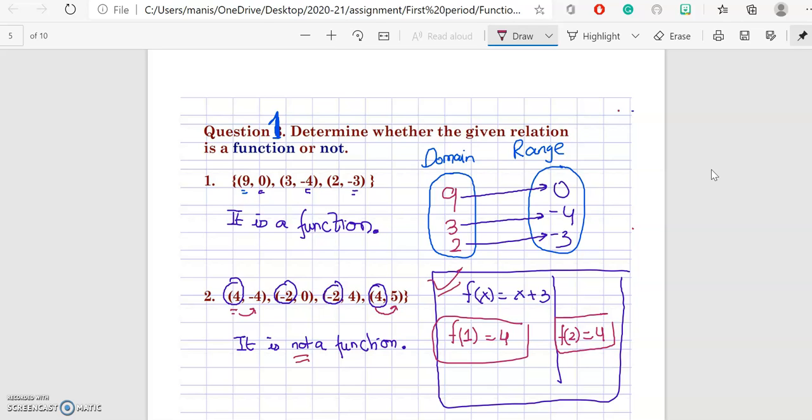So think in the mathematical way. If you are changing the value of x, it's giving you this answer. Is it possible if you change the value of x as 2, will it give you the same answer 4? No.